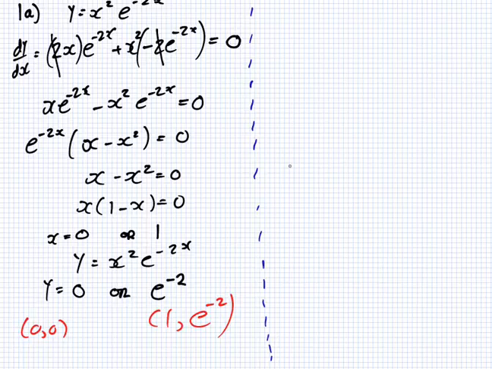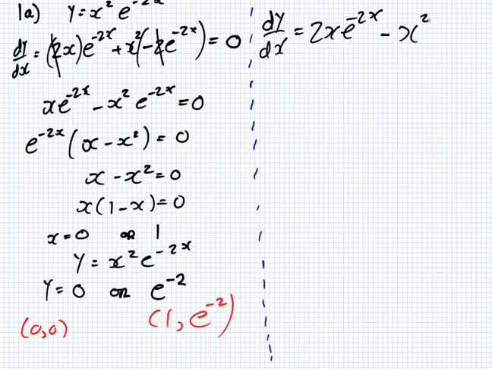So if I have the first derivative here, let me write it down again: 2x e^(-2x) minus x squared e^(-2x). Now, second derivative, I'll need the product rule and the product rule.